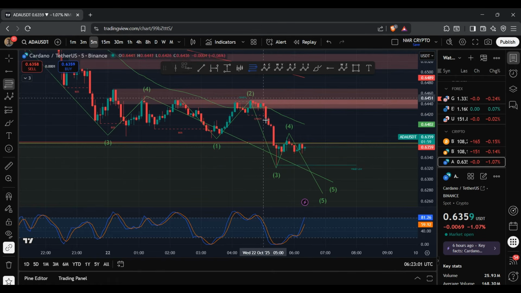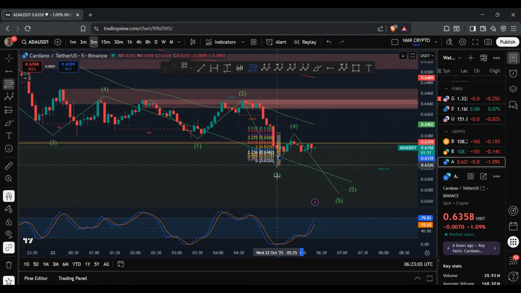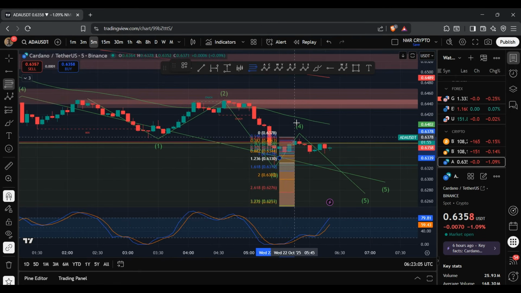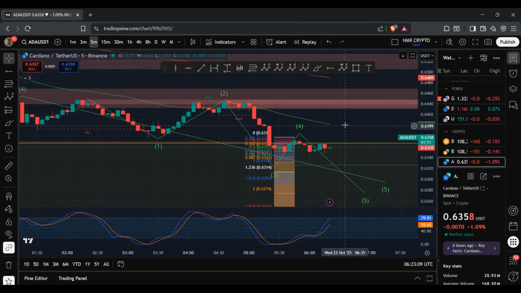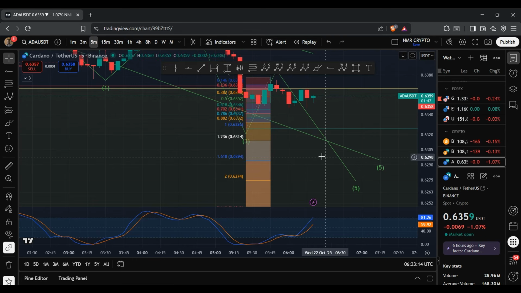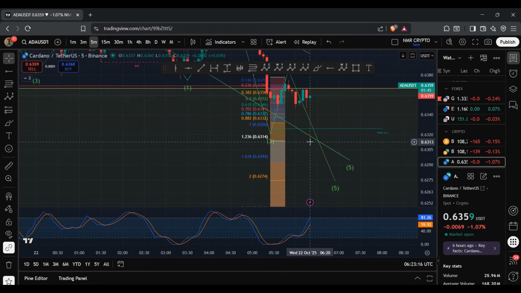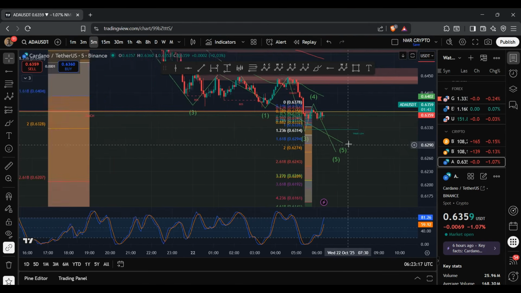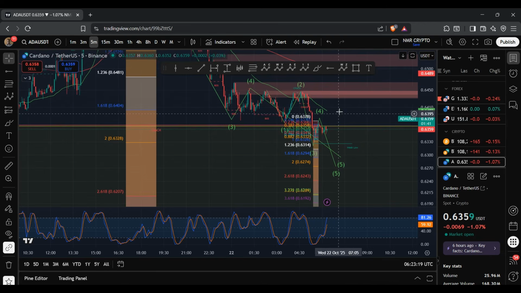And so if I bring in the fib tool and assume that we ended up topping off at 63.78 cents, ADA could potentially reach anywhere between 62.94 cents to 63.14 cents short term. And that would then complete the 3rd wave.